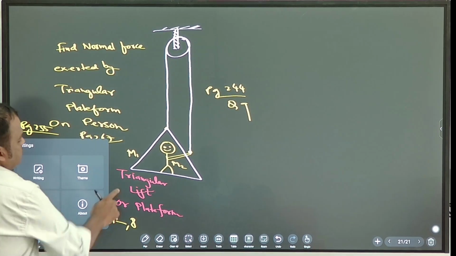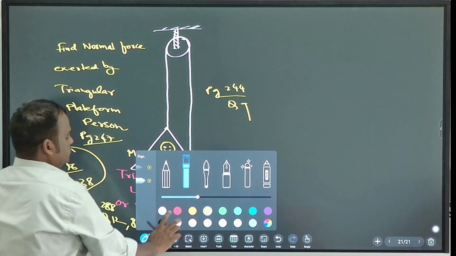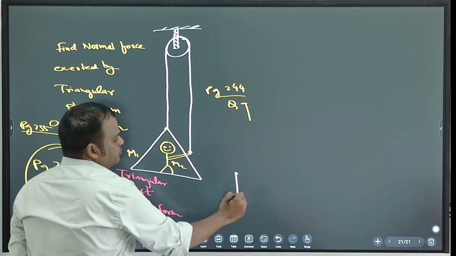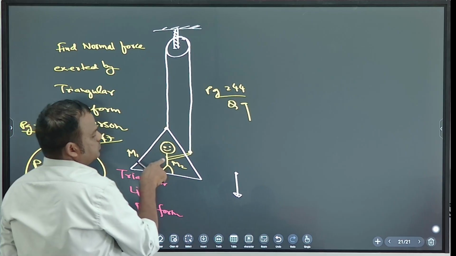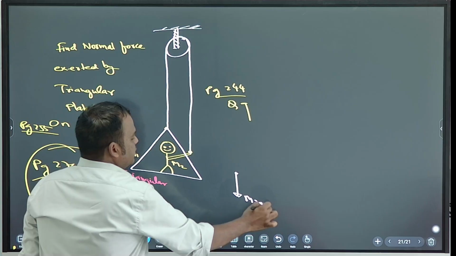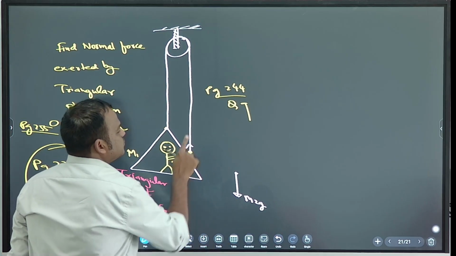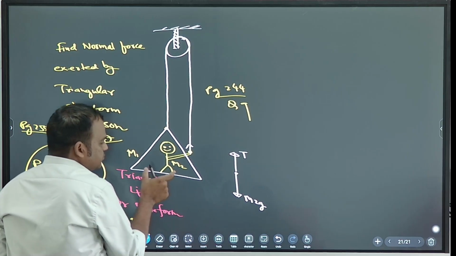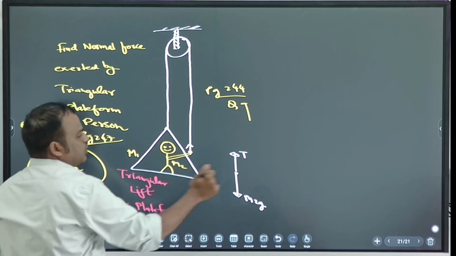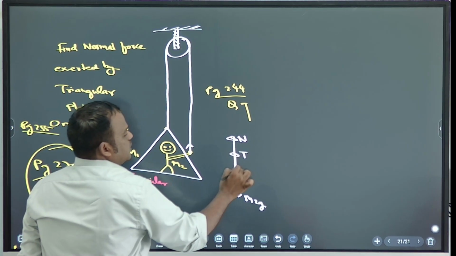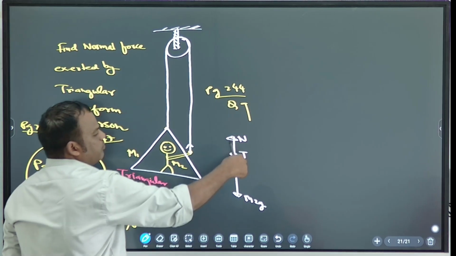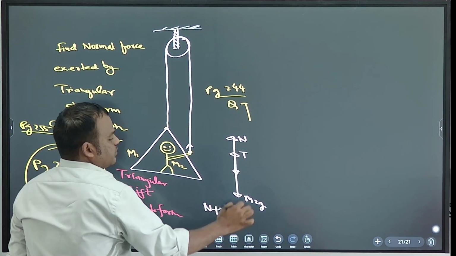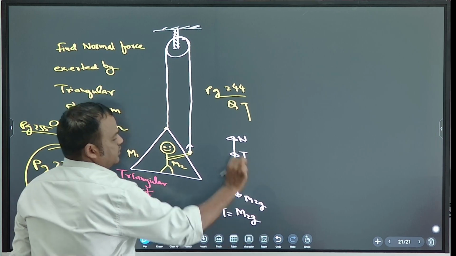So how to solve this? Free body diagram of person. Downward force, tell me, what is the downward force for this? M2 G. Upward force from here, tension. A normal force is also there, from this platform. So balance it. Upward force total, N plus T is equal to M2 G. Good.